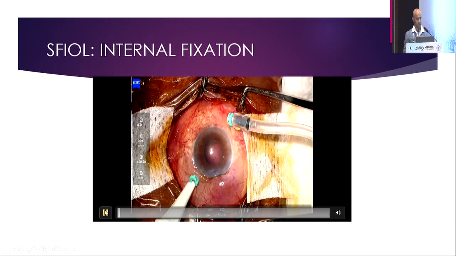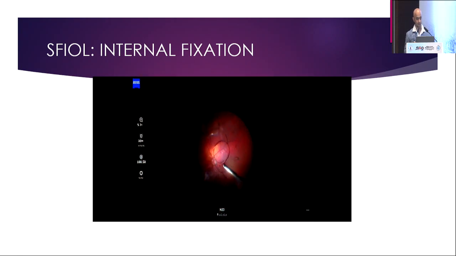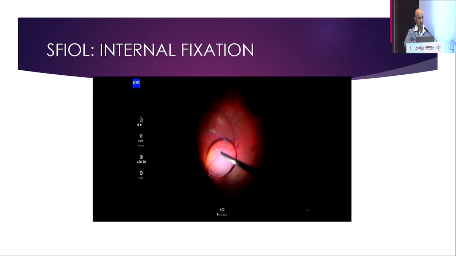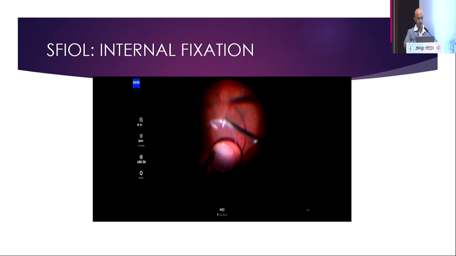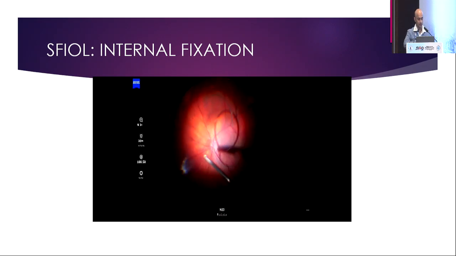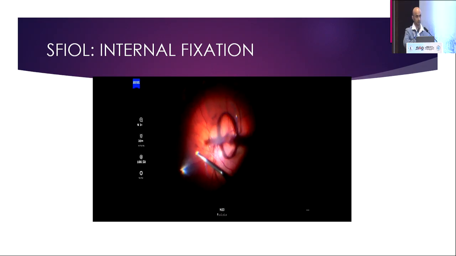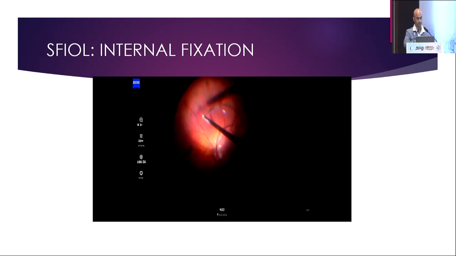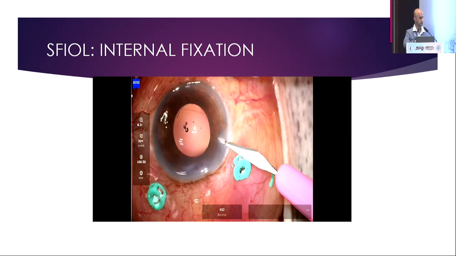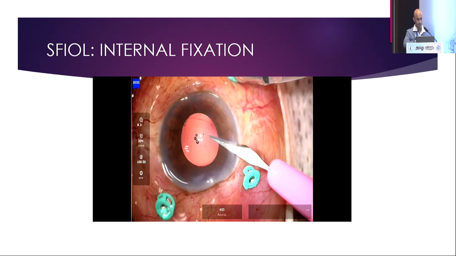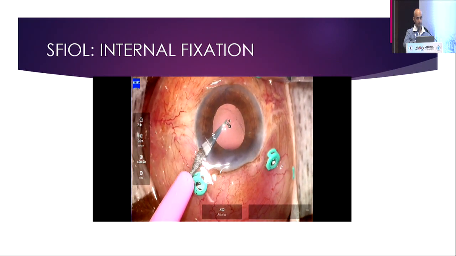This is a patient where the dislocated lens was a 3-piece intraocular lens. So what we do here is a good vitrectomy, and then after that we grasp the haptics with the help of forceps. The idea is to fix it internally itself. So we don't have to remove this intraocular lens.